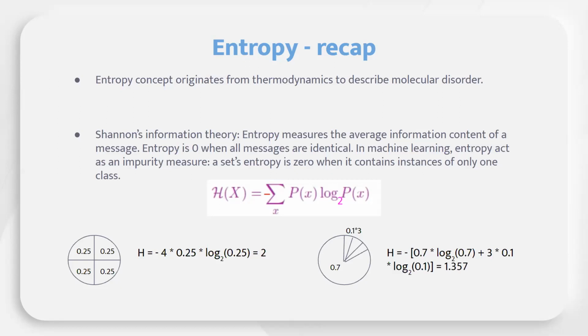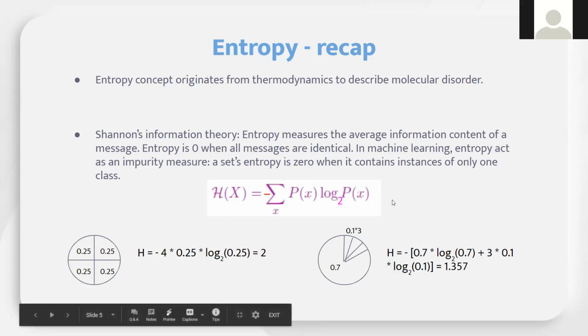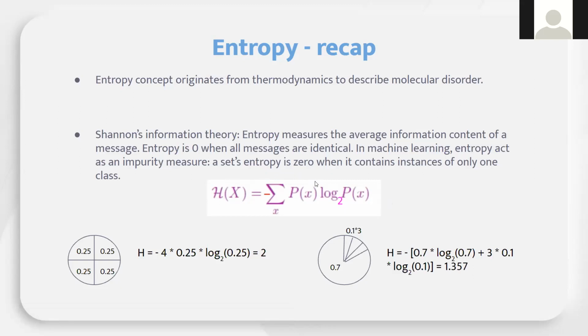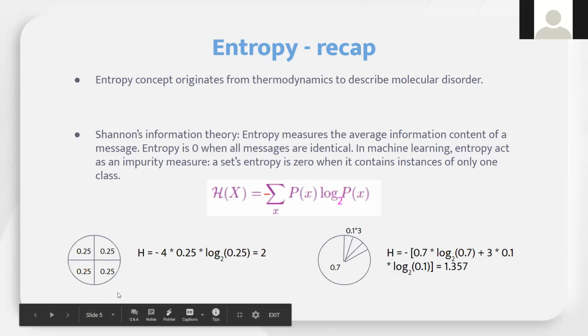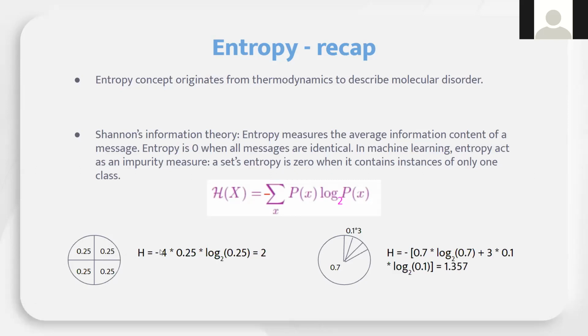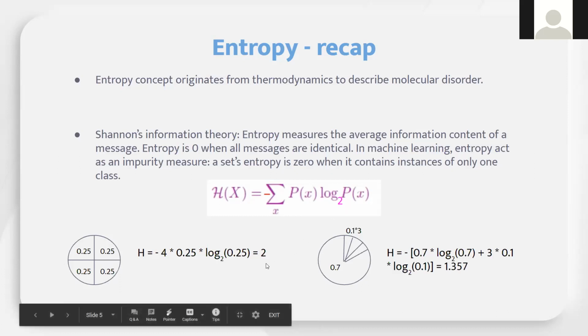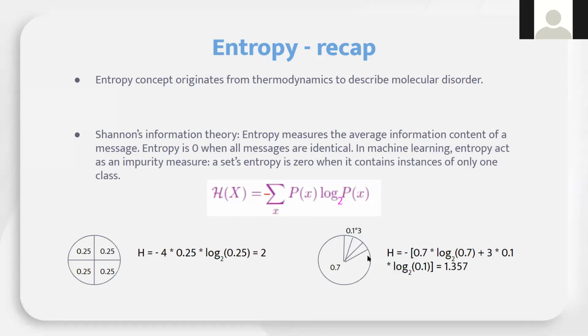Here is the formula to calculate the entropy, with the sum of the probability times the weight of each component, with capital X and lowercase x. And here are two examples. If we have an area with 4 parts, and they are equally distributed, with each part having a weight and probability of 0.25, by using the formula here, we can calculate that the entropy of this system is 2.